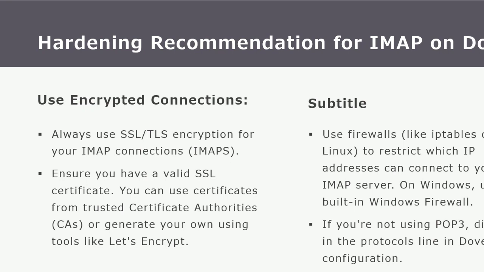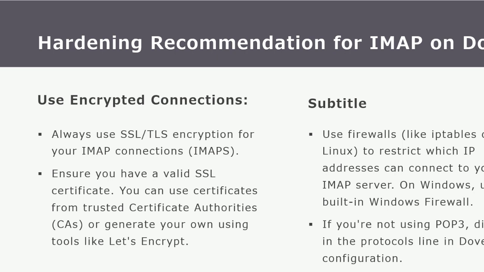Hardening recommendations for IMAP on Dovecot. One of the most important is to use encrypted connections. Always try to use SSL or TLS encryption for IMAP connections. Ensure you have a valid SSL certificate. You can use certificates from trusted certificate authorities or generate your own using tools like Let's Encrypt.